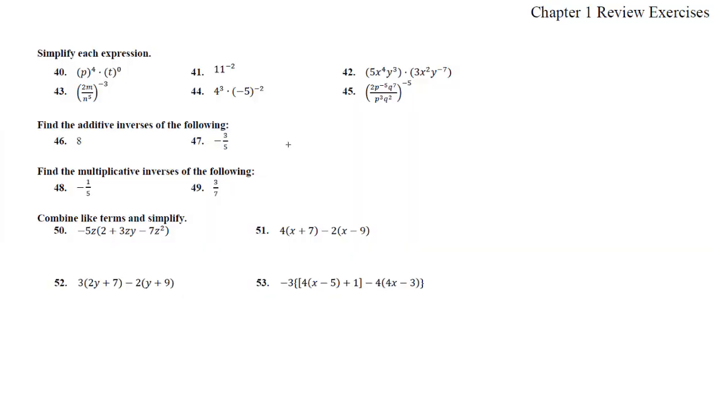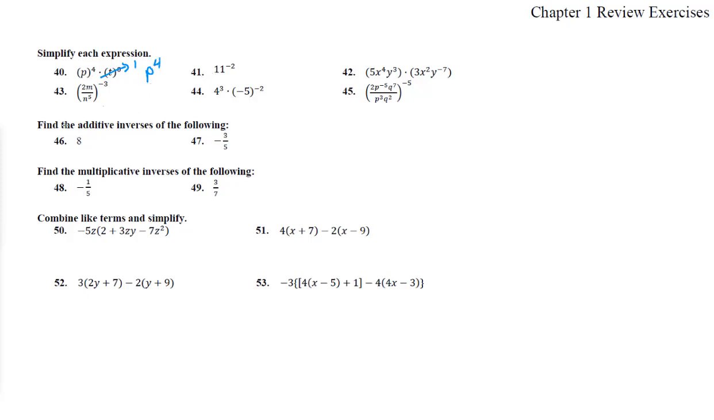Here we are in Chapter 1 review exercises with numbers 40 through 53 and the solutions to them. Simplify each expression. These are dealing with the rules of exponents. Anything to the 0 power on number 40 is 1. So that's 1. So this is just going to be p to the 4th.